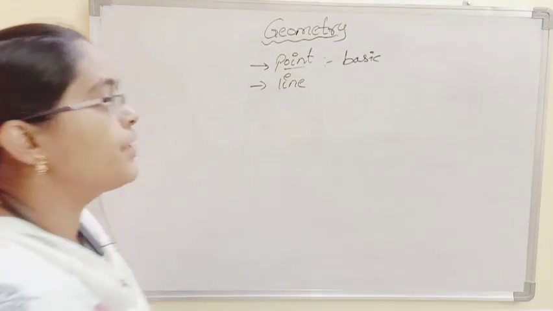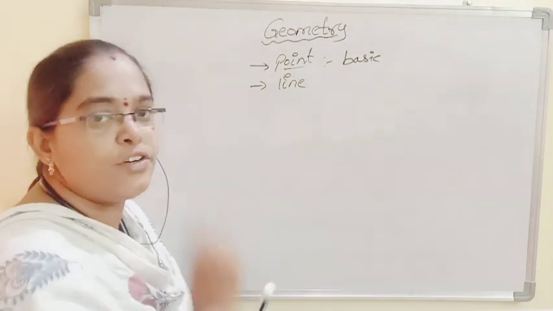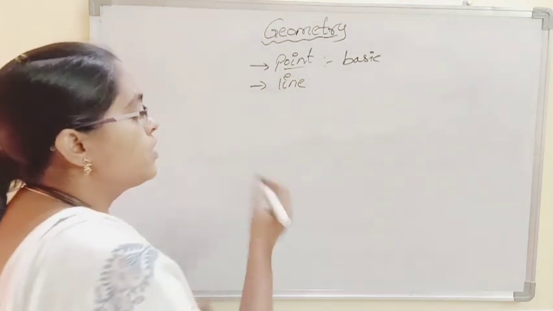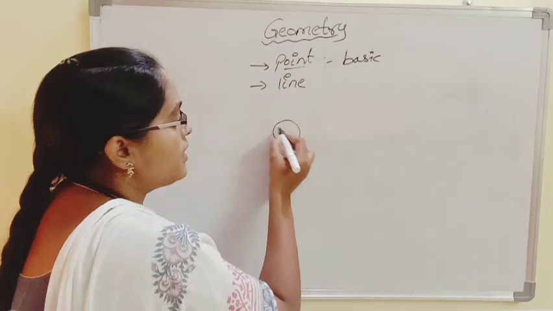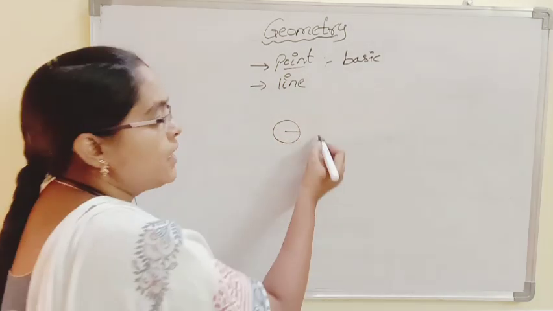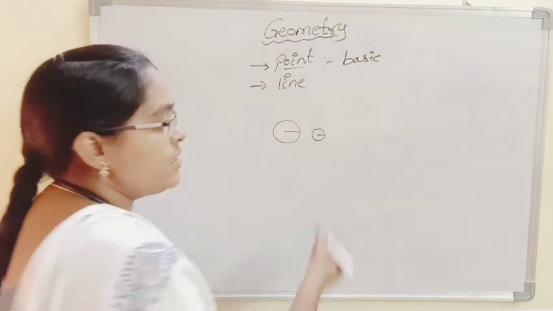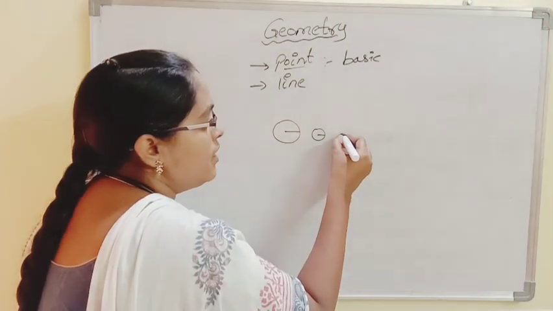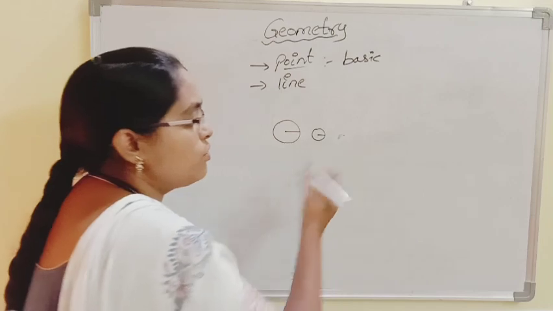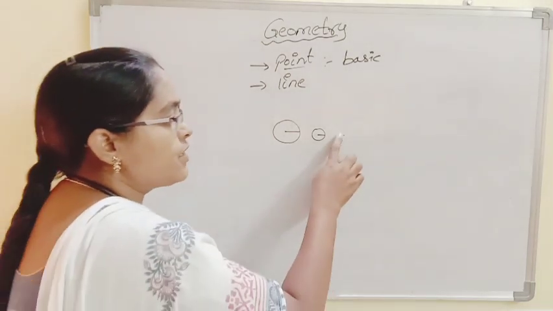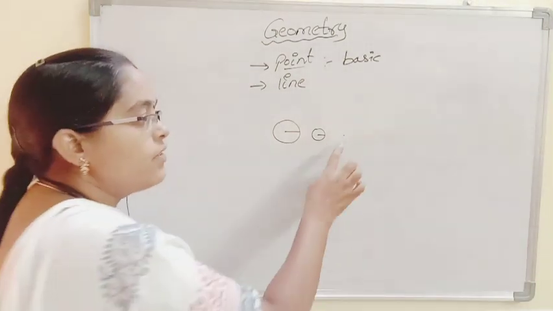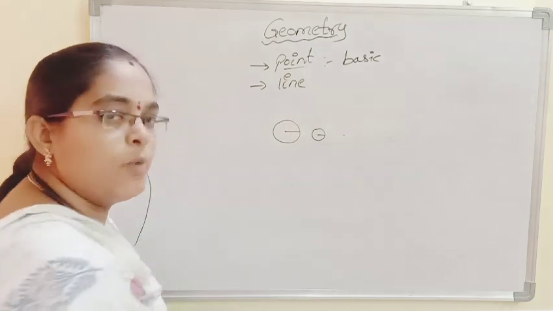So, what is this point? A circle with a zero radius is called a point. See, if you take a circle here, we have a radius. If you take a small circle here also, we have some radius. But what is a point? A point is a circle whose radius is 0. See here, it is a point. It is a circle with 0 radius. So this is a point.